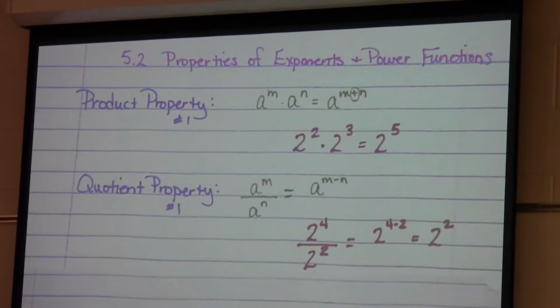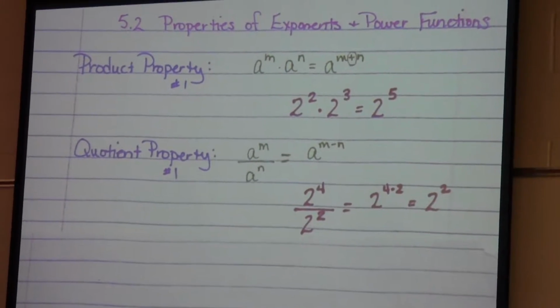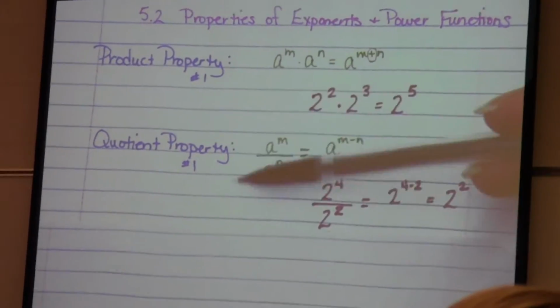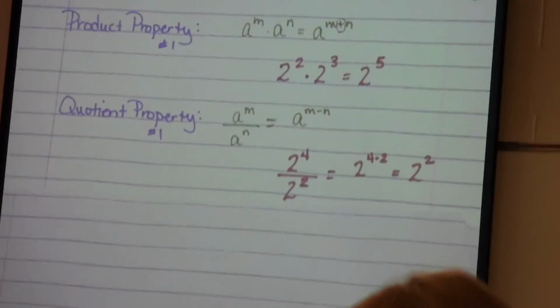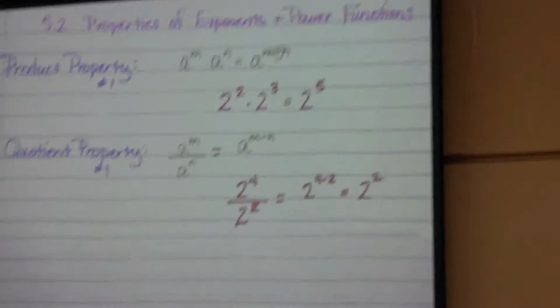Oh, yes, ma'am. What are those, the ones underneath the property? Is that, like, what is that? The number ones? Do we need to know that? Oh, it just says number one? Not for right now. I thought it was like plus or minus or something.